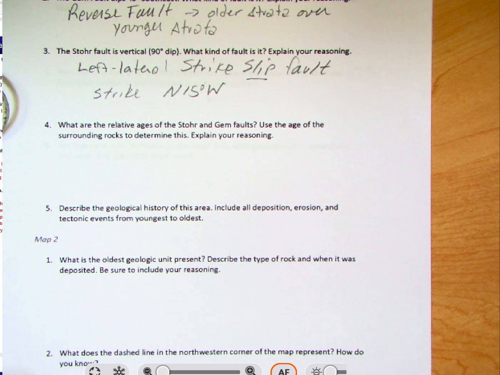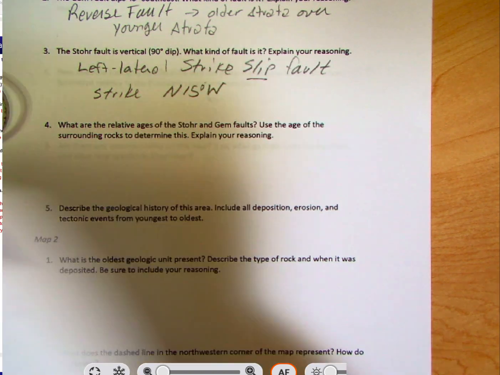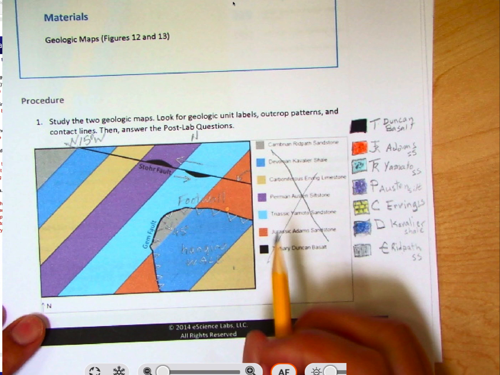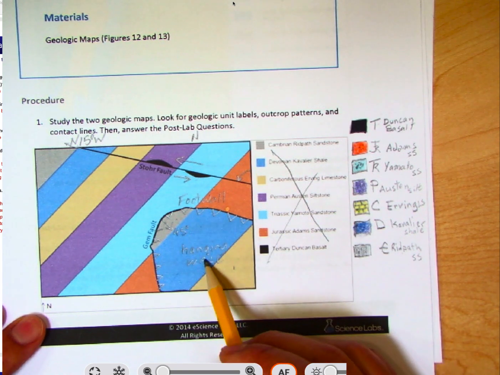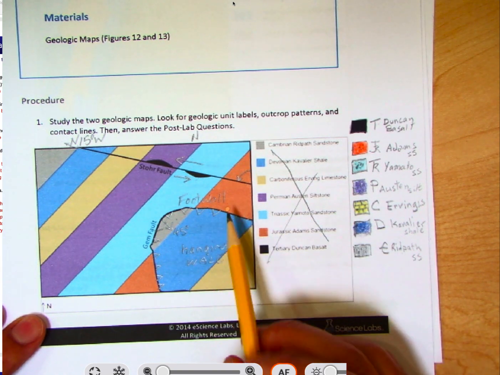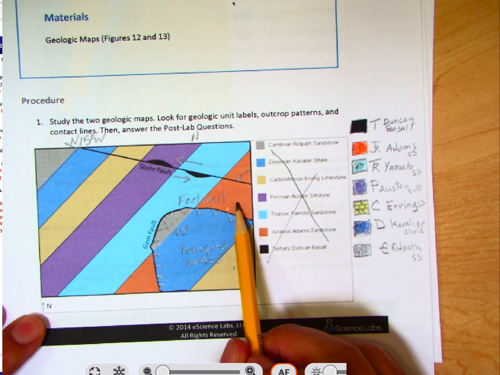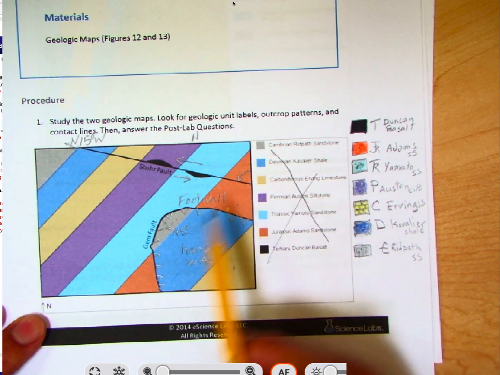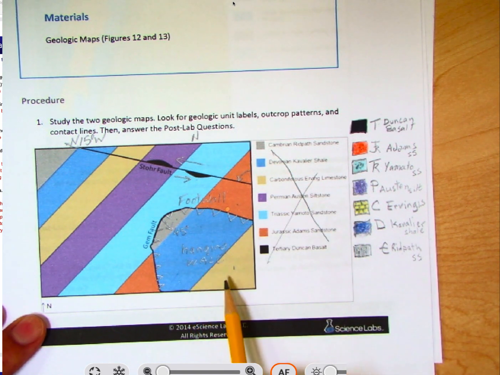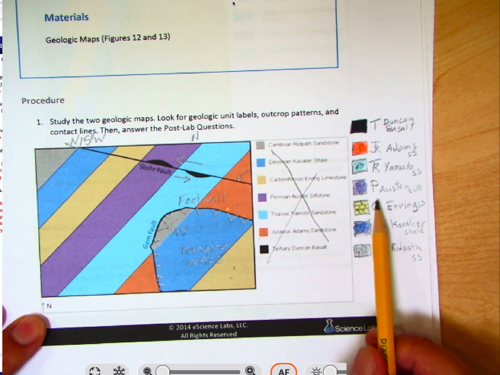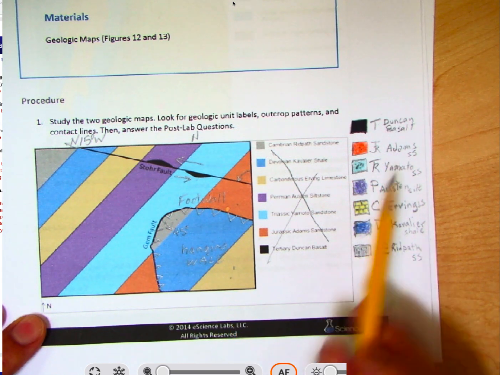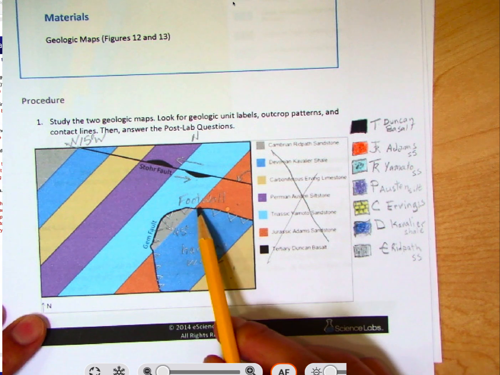And they want to know the relative ages of the Store Fault and the Gem Fault. We want to use the ages of the surrounding rock. For the Gem Fault, I don't have too much of a problem with that one. So here I have these older strata that are on top of this Jurassic. So I have Cambrian, Devonian, Carboniferous rocks here, all on top of a Jurassic. And the Jurassic rocks are in contact with that fault.